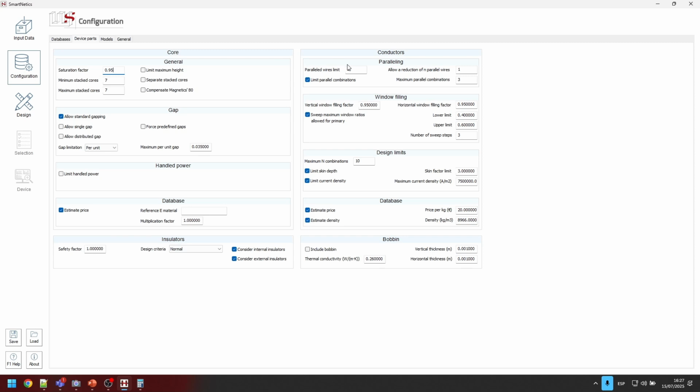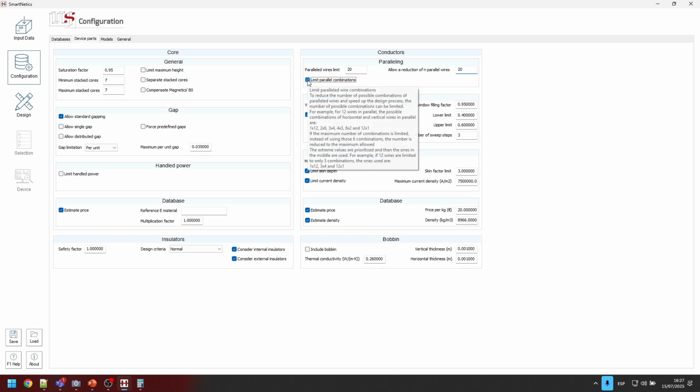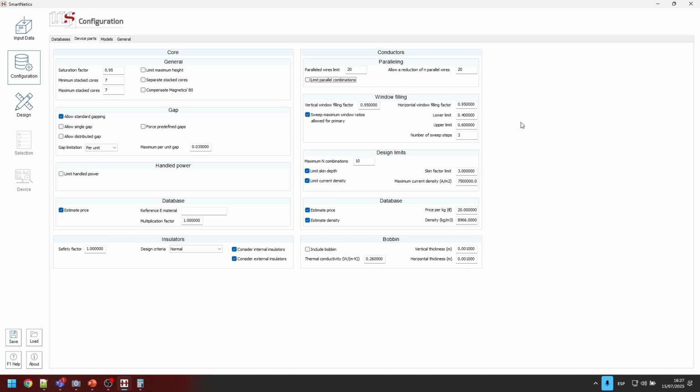I don't know the number of wires in parallel they used, so I'm going to impose a very high limit just so I don't discard any design. I'm not going to limit the parallel combinations. I don't know the ratio for the window that they used for primary and secondary, so instead of limiting it to very specific values, I'm going to sweep from 0.1 to 0.9, and let's say 100 possible values. I don't know the combination of turns they used, so I'm going to use a very high number just so I know that I try everything.